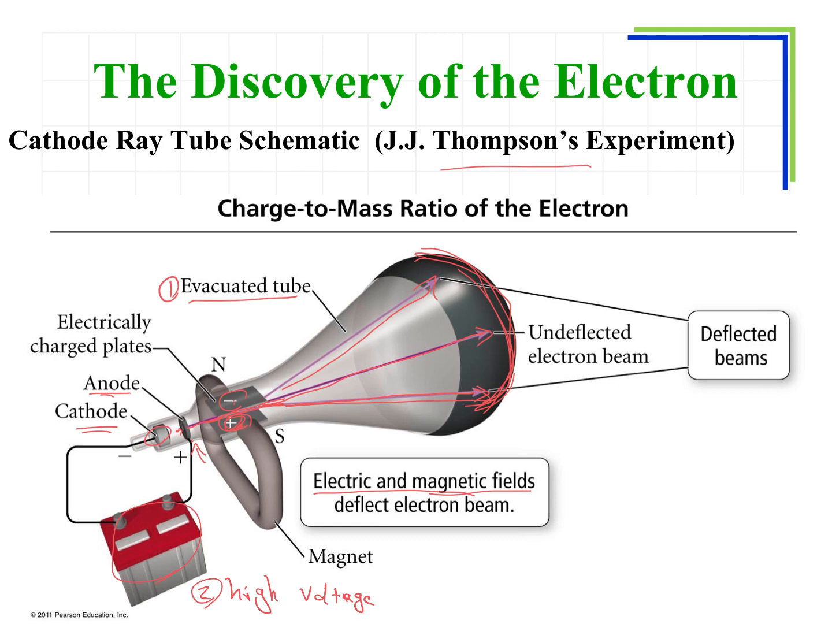So to summarize the experiment, first, they had an evacuated tube. Second, they had high voltage. Third, they made a beam which was called cathode ray. And fourth, they applied the electric and magnetic field and saw that this was deflected.